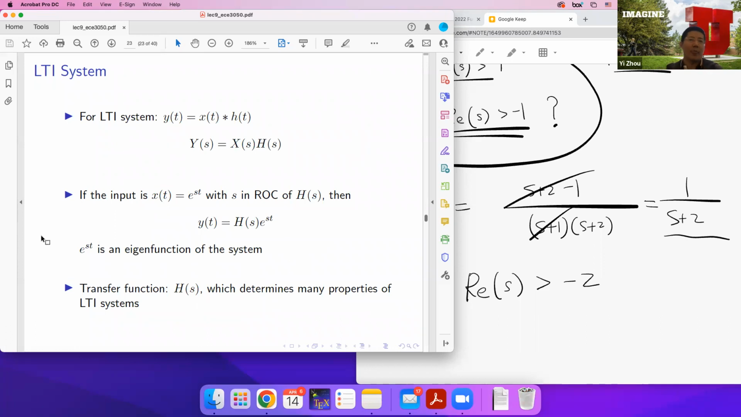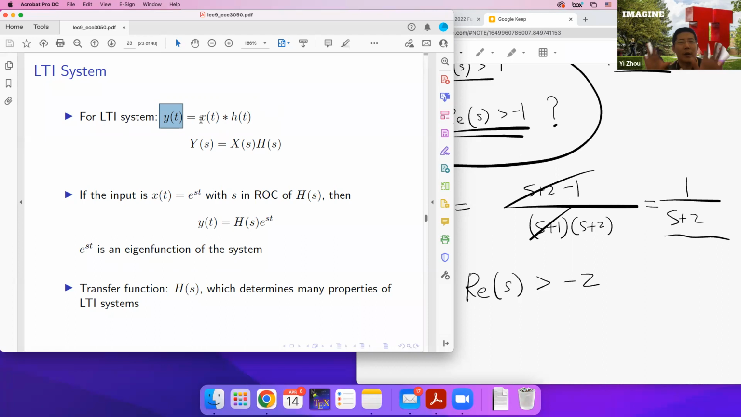Okay. And then we can start to talk about LTI systems, because the Laplace transform also has that very nice convolution property. So this is an LTI system, right? The input is x, the system impulse response is h, and the output is y. Now the output is the convolution between x and h. So this is a time domain system equation.